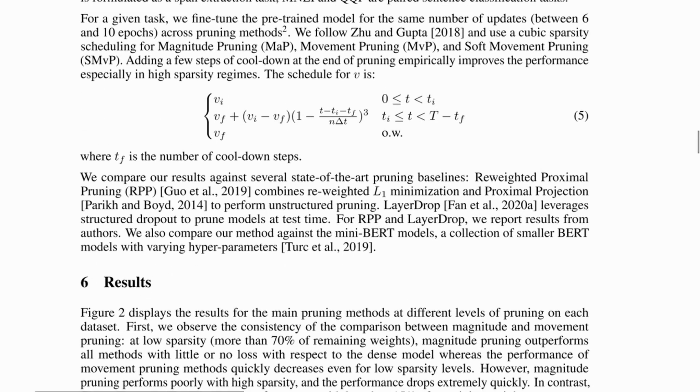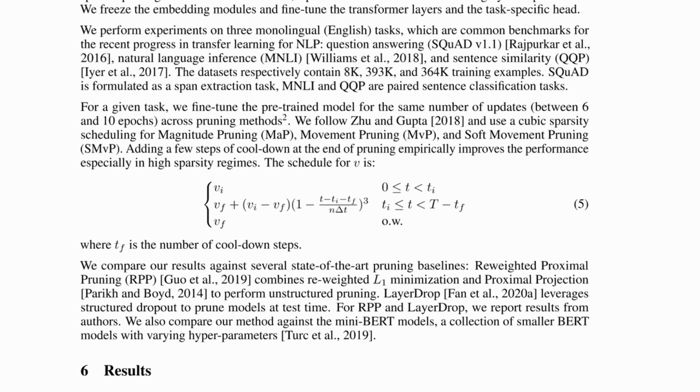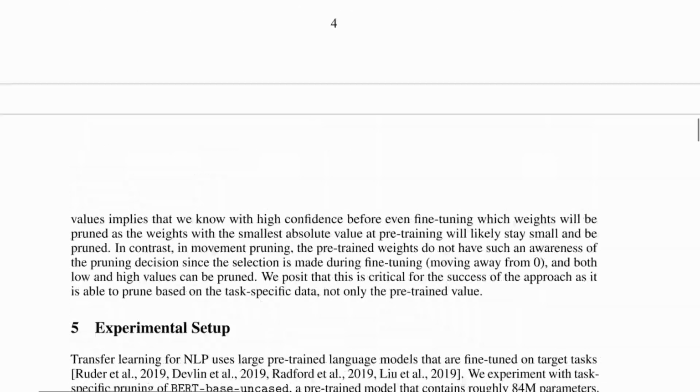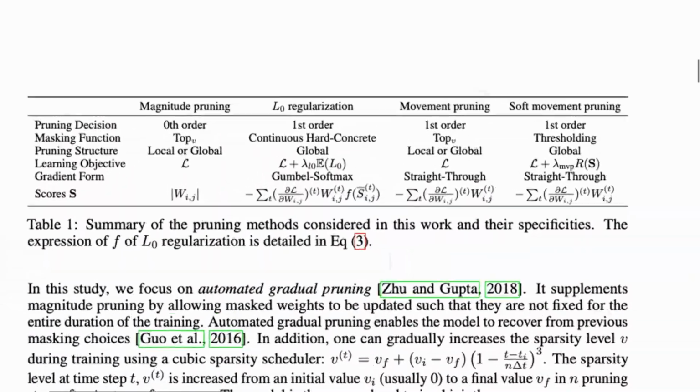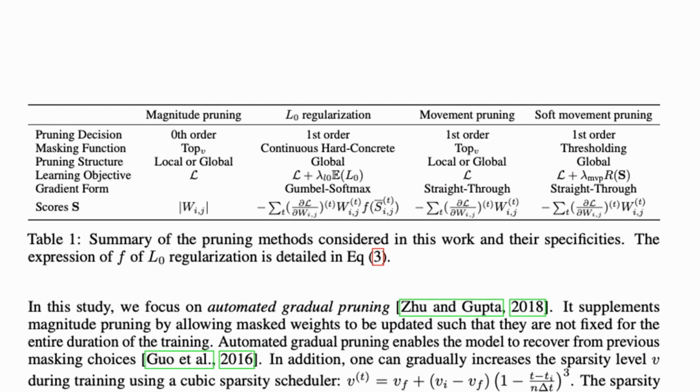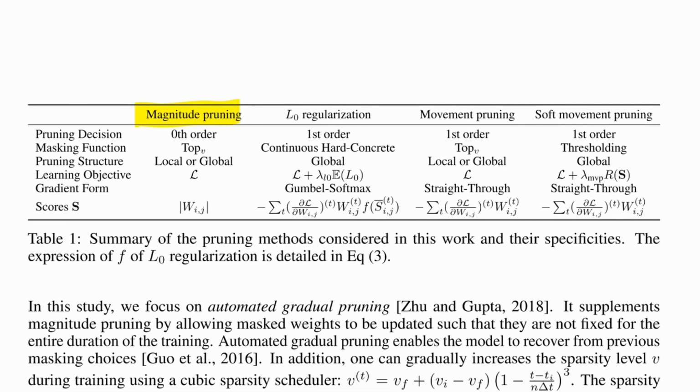So they do this experimental setup. Now they have some quirks here. Actually, let's first go to the actual different methods. They compare different methods right here, where they say, okay, there's magnitude pruning. It's zeroth order, which basically just means you look at the weight magnitude. That's it. It's top V, which means you just pick the top whatever, and the objective is just the loss, and the scores are just the absolute value.